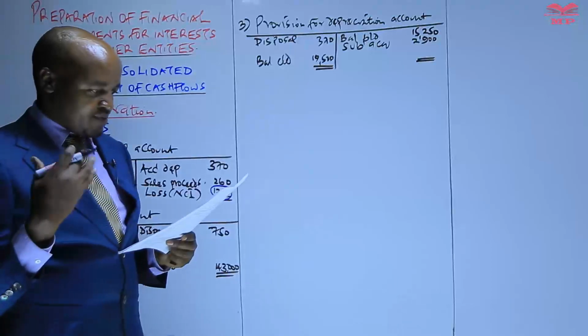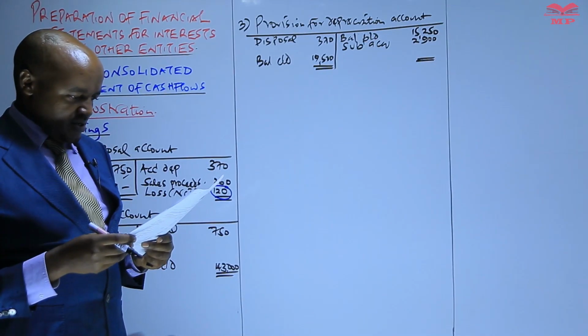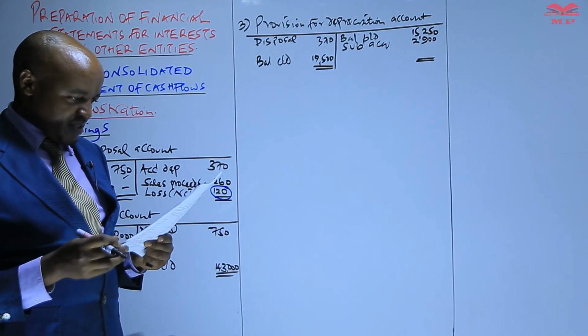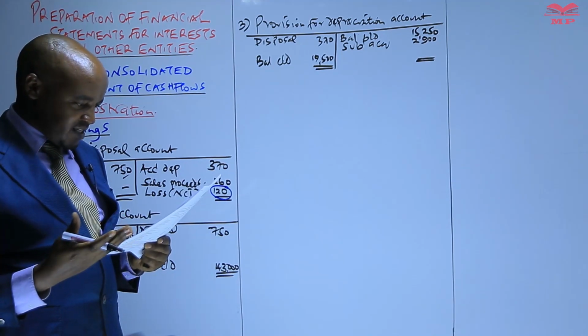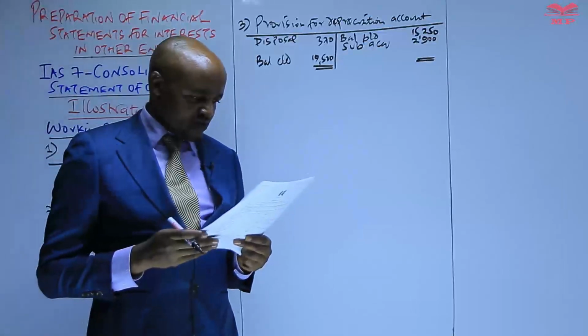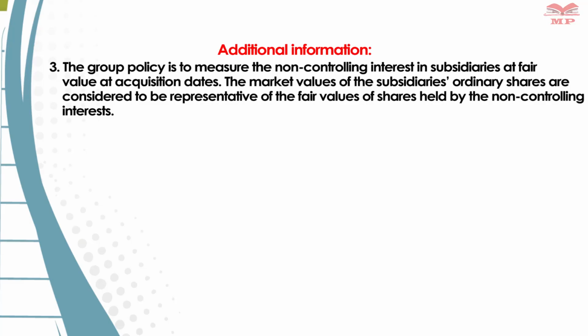And then we're given other items of assets and liabilities. So we're going to use those items in doing other workings. Then the net assets are given as 2,500. We are going to use that still in the computation of goodwill. And then you're told in note number 3, the group policy is to measure non-controlling interest in subsidiaries at fair value at acquisition date.